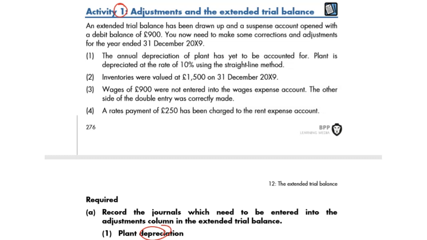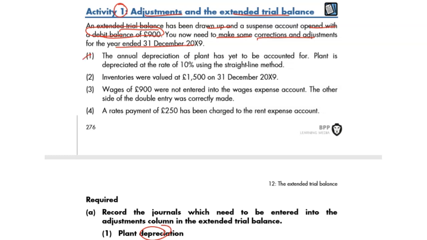It's about activity number 1, adjustments and the extended trial balance. Let's read these carefully. An extended trial balance has been drawn up and a suspense account opened with a debit balance. Alright, so suspense account is there. Through some journals, error corrections, we will try to remove the suspense. You now need to make some corrections and adjustments for the year ended 31st December 2019.